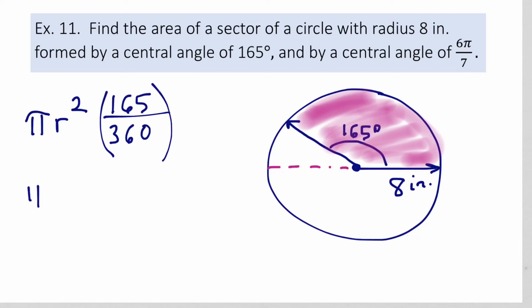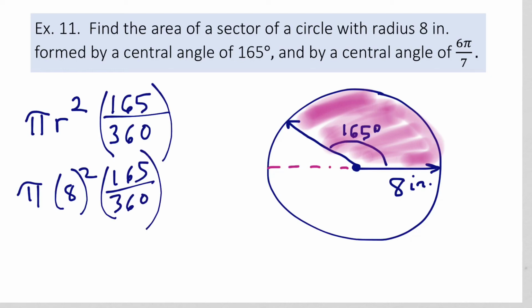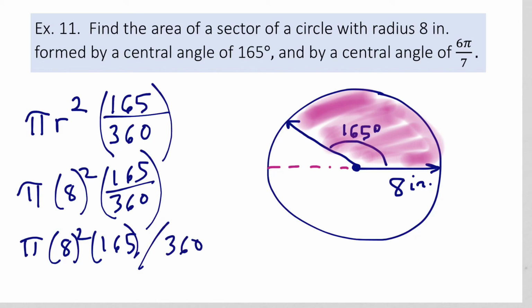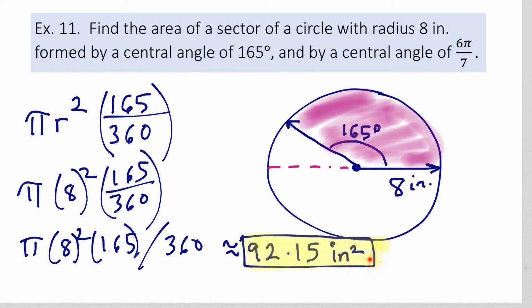All right, so I'm proportioning my area. So let's put the r in here. So that's pi times 8 squared times 165 over 360. All right, so I'm going to plug all that into my calculator. So you would say pi times 8 squared times 165 divided by 360. So I got the number here, 92.15, and my units of area are squared inches because I started out with inches. My area units are always squared. So this is 92.15 inches squared, the area of this pink sector.